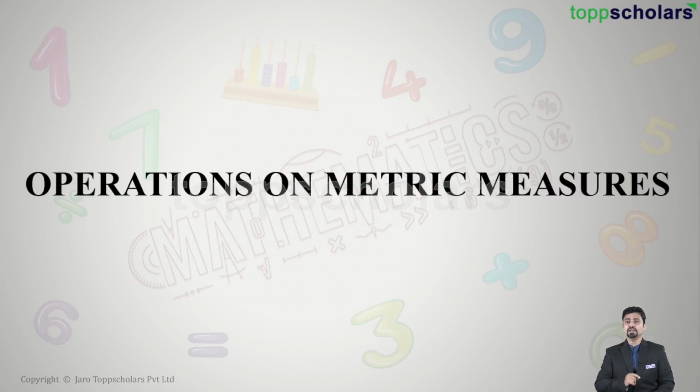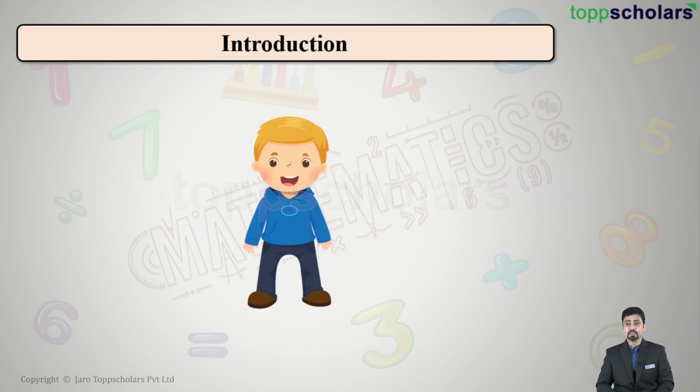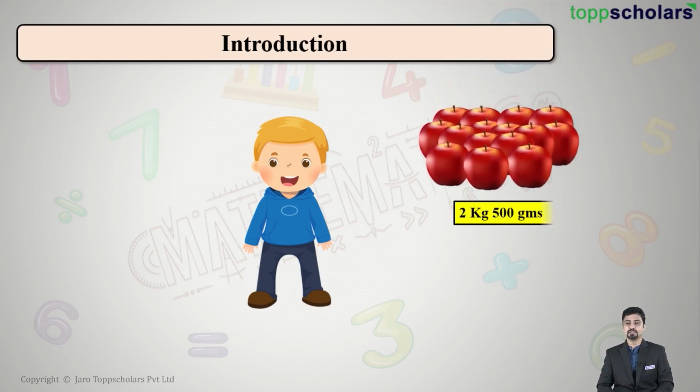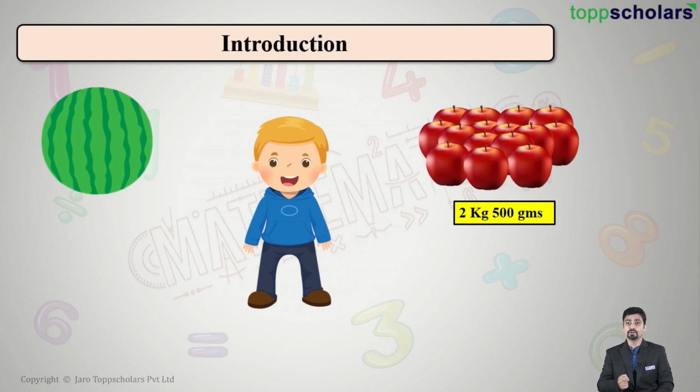Today we will learn about some operations on metric measures. This boy has brought some fruits from the market. Let's see what he has brought. He first got apples which weighed 2 kg 500 grams. He also bought a watermelon. The weight of the watermelon was 5 kg 800 grams.